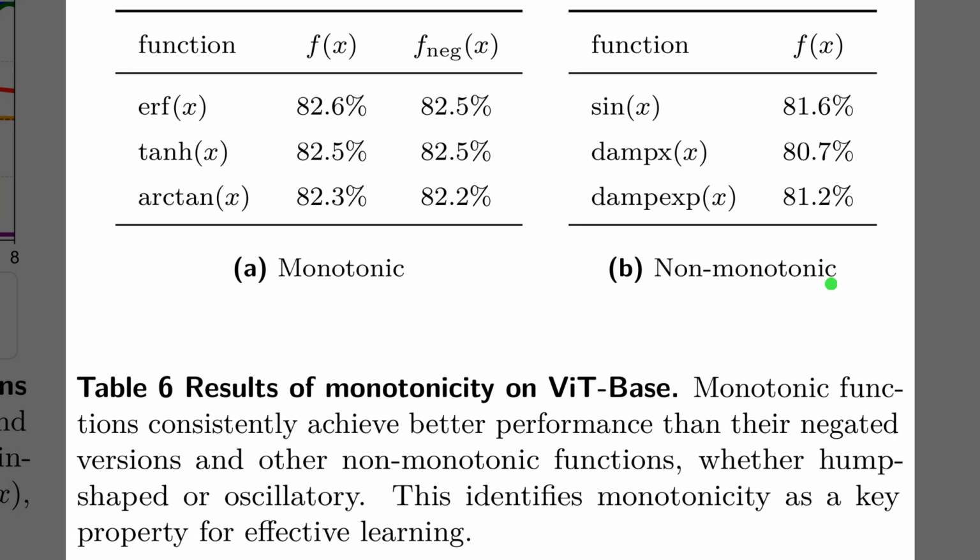Alright. After Table 5 emphasized center sensitivity, Table 6 tests the last property, monotonicity, on ViT base. The left half lists monotonic functions like ERF, TanH, and ArcTan, all reaching about 82 to 83% accuracy, and their negated versions match them closely. The right half presents non-monotonic options such as sine and the damped variants, which drop to around 81%. These results show that monotonic functions, whether increasing or decreasing, give more reliable and higher performance than hump-shaped or oscillating ones.